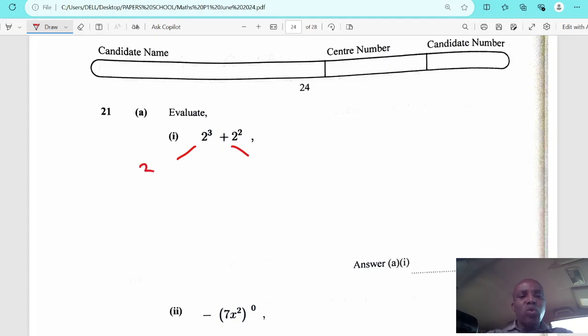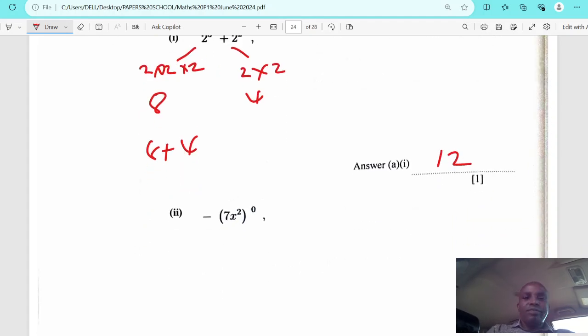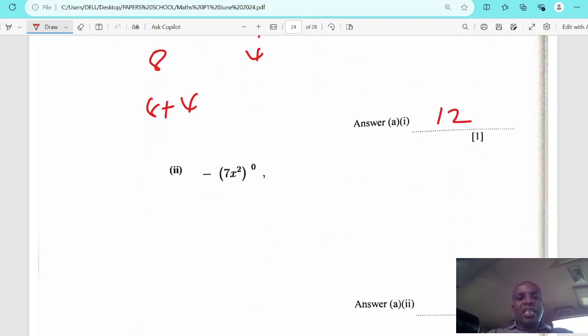2 to the power 3 is 2 times 2 times 2, 3 times, which is 8. 2 to the power 2 is 2 times 2, which is 4. So it will be 8 plus 4, 12. Done. Next, these are indices.